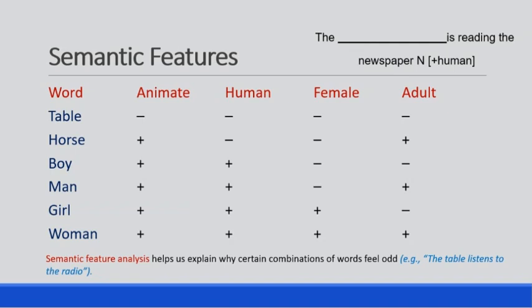Women have movements, and it is words that refer to human, and is a female word and also adult. Okay, those are the semantic features that we use to analyze more about the meaning of the word.